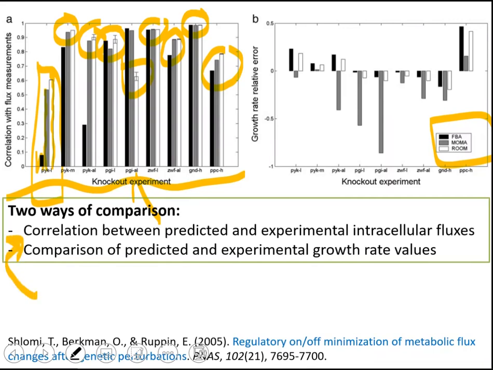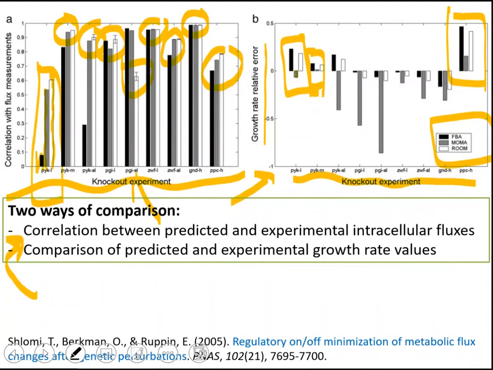Now let's look at the second one, comparison of the predicted and experimental growth rate values. So in this figure, in the article, they give growth rate relative error, again, for all those knockout strains. And here, the smaller, the better. For this one, for example, MoMA predicted growth rate very close to the measured growth rate, right? MoMA was better here. Here too, MoMA was better. It's the gray bar. Here too, MoMA was better. But for the other cases you see here, MoMA prediction was very, very different from the experimental value.